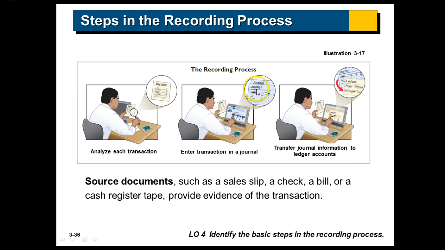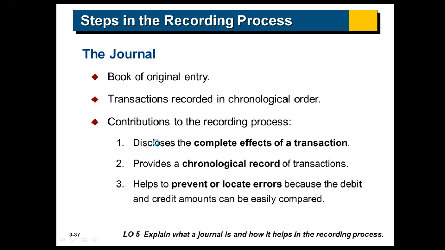So the manner in which we record transactions, we first have to look at the information, and we look at the information by gathering these source documents and analyzing the source documents. Now, the journal is basically known as just the book of original entry. This is where we're going to record transactions just in chronological order.